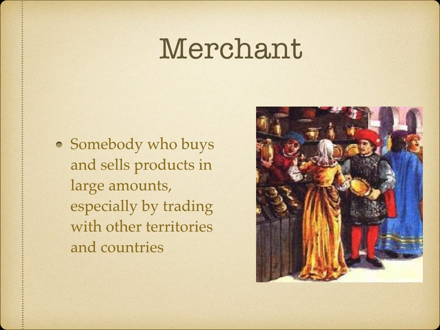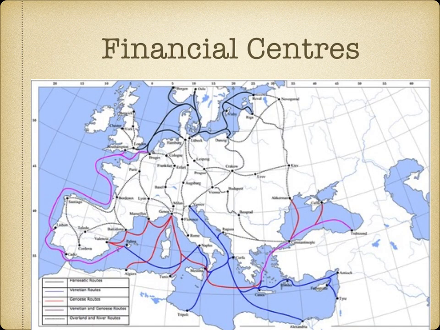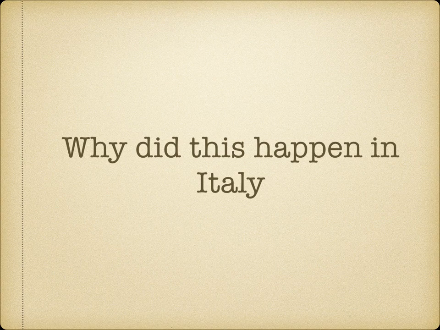Now, the urban merchants of the Italian city-states like Genoa and Venice and Milan began to become these huge financial centres as they brought in products from Asia and North Africa, which gave them immense wealth. They would import things like silk and spices into Europe and export things like wool and wine. But why did this happen in the Italian city-states?